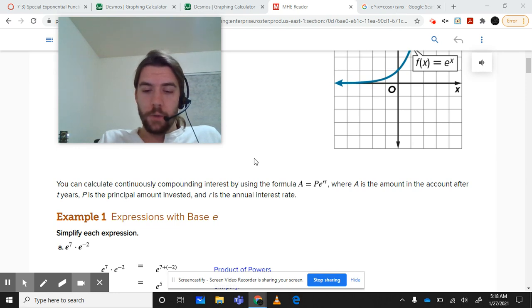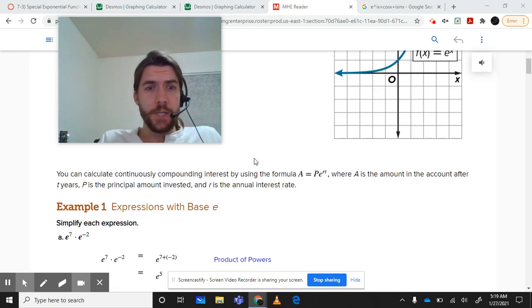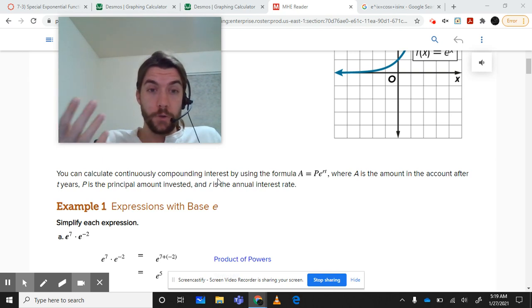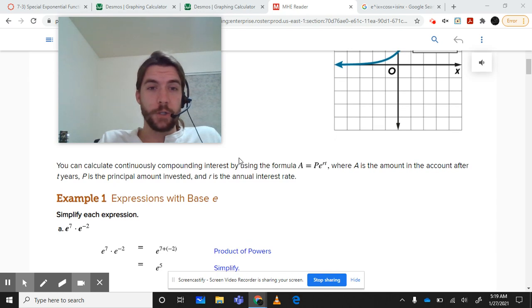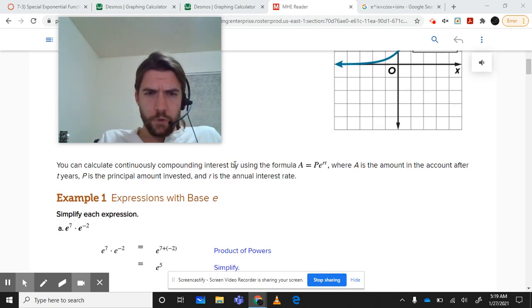So when lenders offer interest rates, sometimes they do it annually, biannually, quarterly, but you can also do it continuously. And typically, continuously compounding interest is the best way to go if it's available. It creates the biggest changes in the end. So there's a certain formula, A = Pe^(rt), that we can use, where A is the amount in the account after t years, and P is the principal amount invested. So if I had $1,000 in my account and I had 10 years, then this would tell me what I'm going to get at the end of that 10 years with that continuously compounding interest.